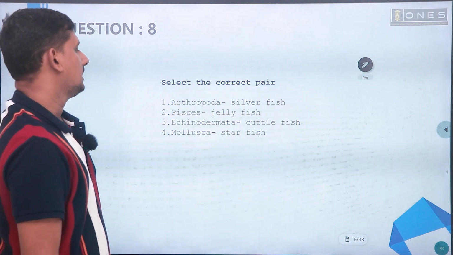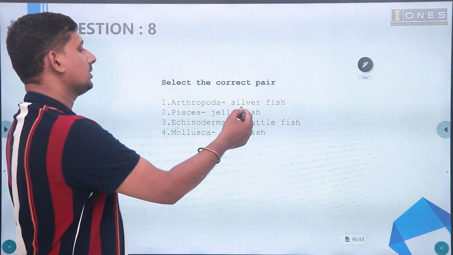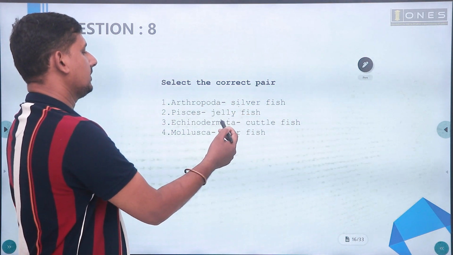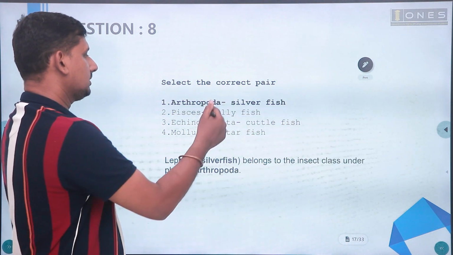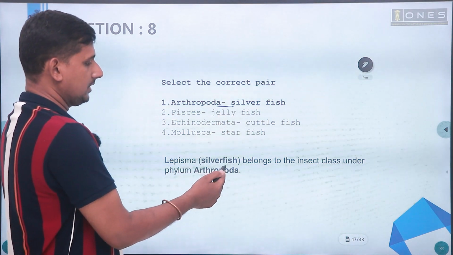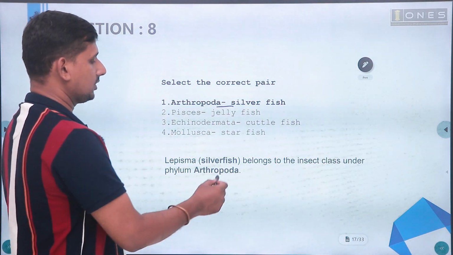Now next question, select the correct pair. The options are Arthropoda silverfish, Pisces jellyfish, Echinodermata cuttlefish, Mollusca starfish. So the right option is Arthropoda silverfish, Lepisma. Silverfish belongs to the insect class under phylum Arthropoda.